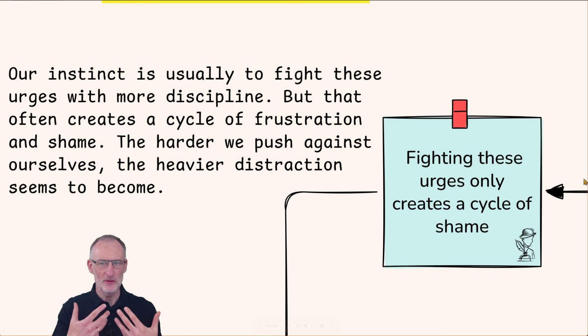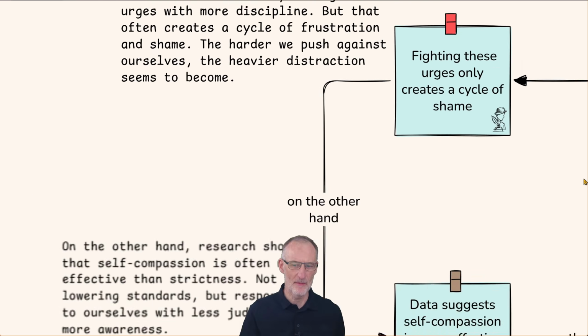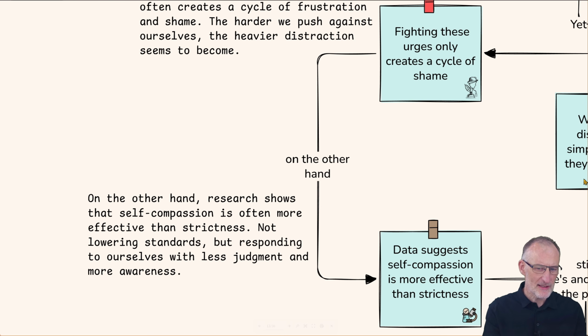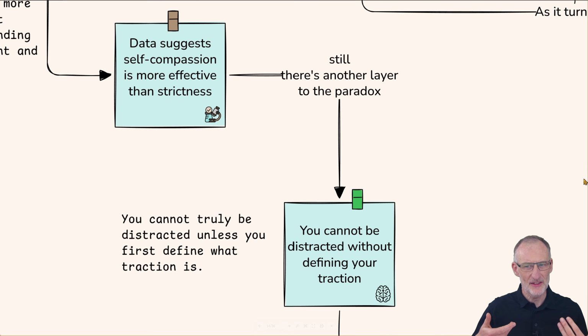Our instinct is usually to fight these urges with more discipline, but that often creates a cycle of frustration and shame. The harder we push against ourselves, the heavier the distraction seems to become. On the other hand, research shows that self-compassion is often more effective than strictness, not lowering standards, but responding to ourselves with less judgment and more awareness. Still, there's another layer to the paradox. You cannot truly be distracted unless you first define what traction is.